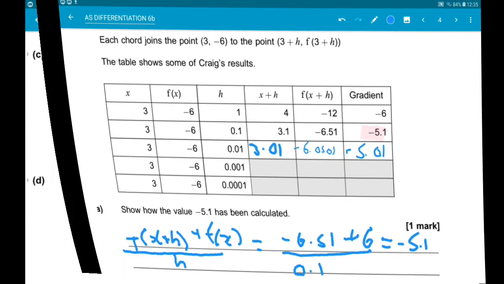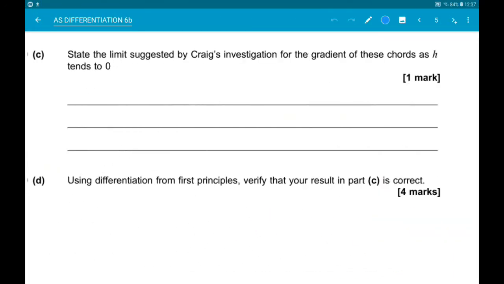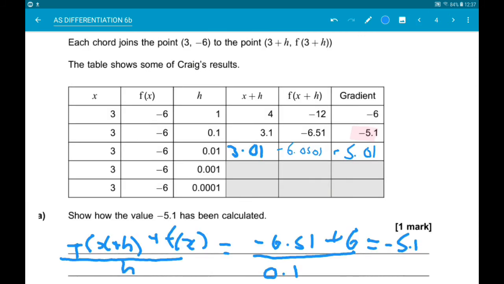And part C wants us to state the limit suggested by Craig's investigations for the chords of the curve as h tends to 0. So a limit is a number that a pattern seems to be tending to, getting closer and closer to. So if we look at the gradient, it's gone from minus 6 to minus 5.1 to minus 5.01, so it seems to be getting closer to minus 5.